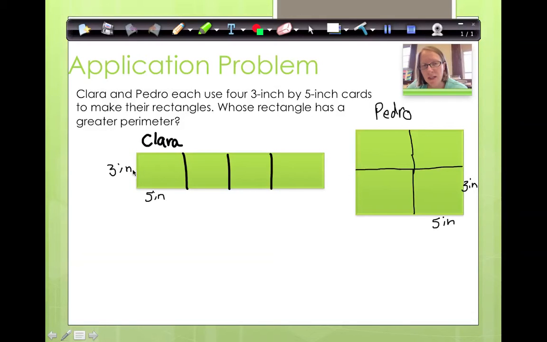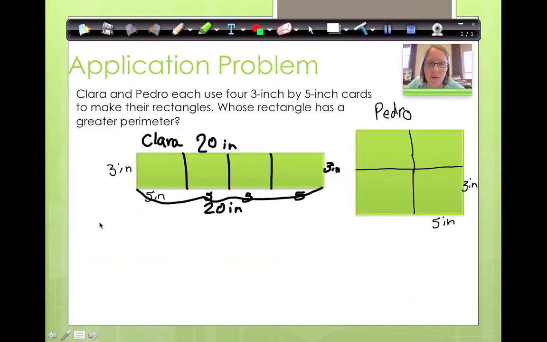If this is 3 inches, then this opposite one is going to be 3 inches, right? If this is 5 inches, then this will be 5 inches, and this will be 5 inches, and this will be 5 inches. So this whole length is going to be 20 inches, right? So 20 inches long, which means that this is going to be 20 inches long. If that's the case, let's add them up. We would have 3 plus 3 plus 20 plus 20. This would be 40, and this is 6. So that's going to be 46 inches is hers.